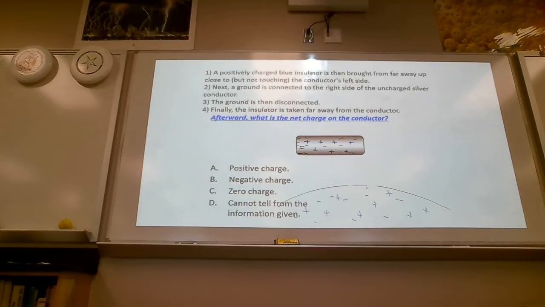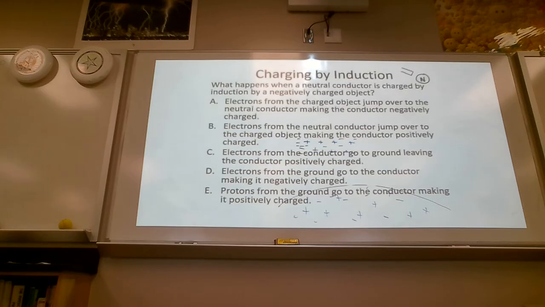Okay? So the process is you bring a charged object near to polarize it, ground the opposite side, allow electrons to transfer, take away that grounding, the way to transfer it, and then you take that away. Charging by induction. Okay?